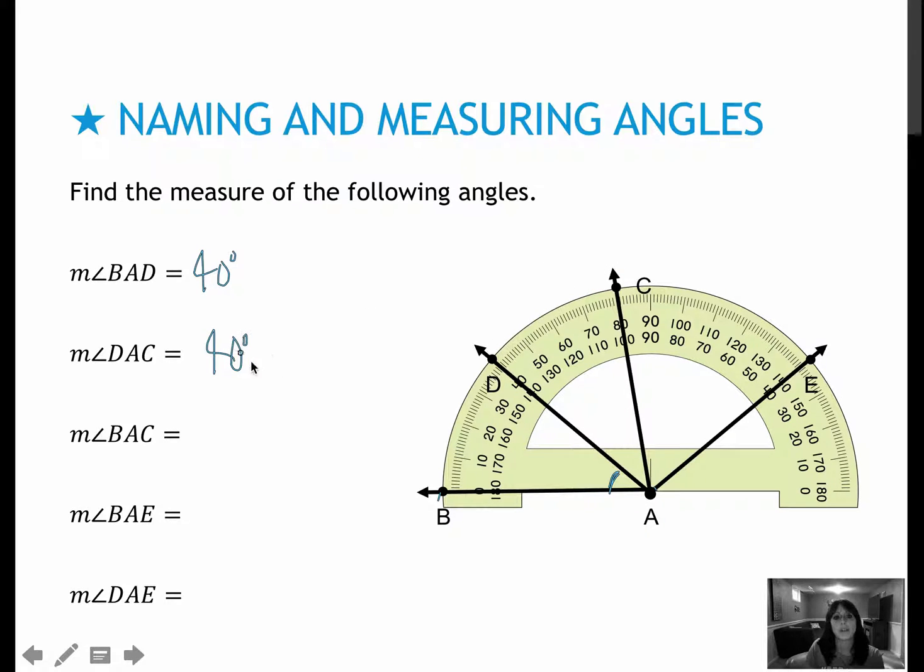Again, that's 40 degrees. What I want you to notice about these two is that they have the same angle measure. These are called congruent. Congruent angles have the same angle measure. Angle BAC, so BAC includes the first 40 and the second 40. That's the 80 degrees total. BAE goes all the way over to 140 again. And then DAE, again, I can just subtract 140 minus 40 to get 100, or I could obviously count by tens.